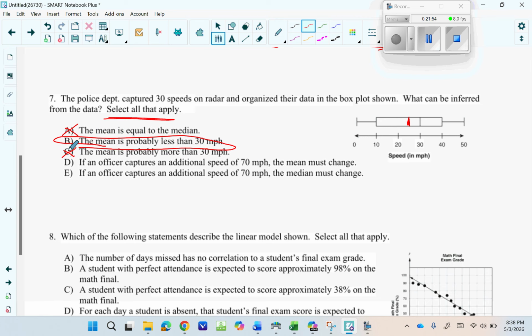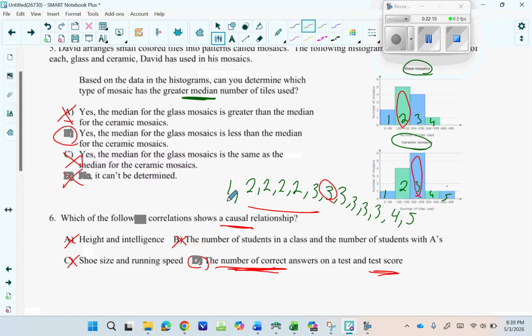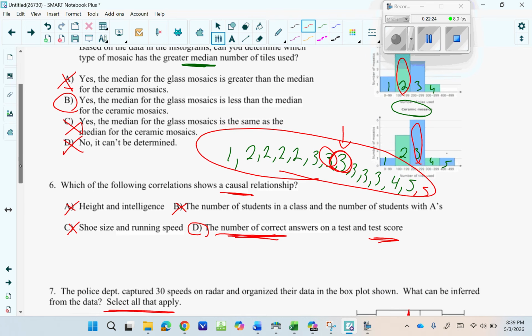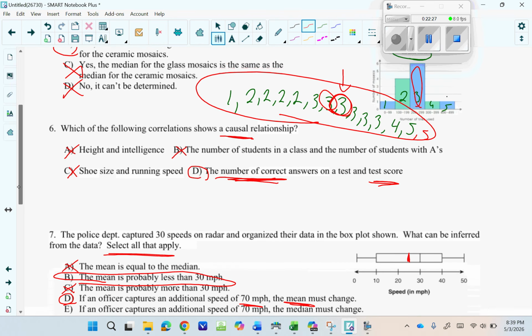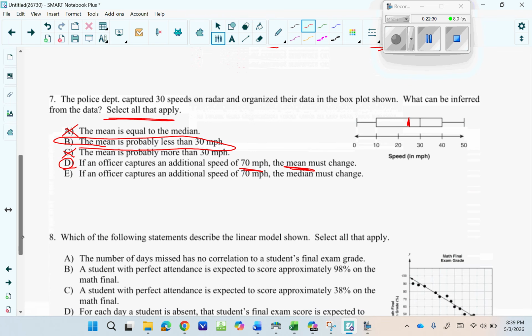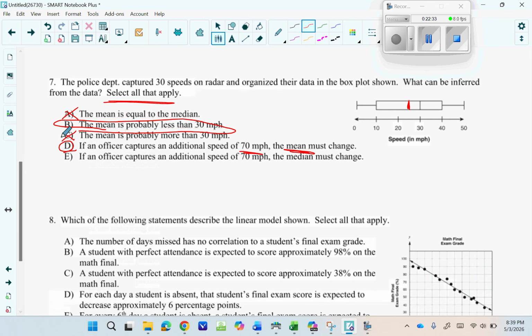If an officer captures an additional speed of 70 miles per hour, the mean must change. Yeah, that's absolutely going to affect the average. Yes. What about the median? No, that is not necessarily true. If we added one more onto this data, so let's add another 5 here, do you see it would just move to here? So it's not going to affect the median at all. It could, but it's mainly going to affect the mean. Okay, so let's review. B and D are my answer choices.